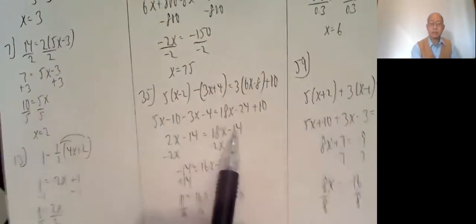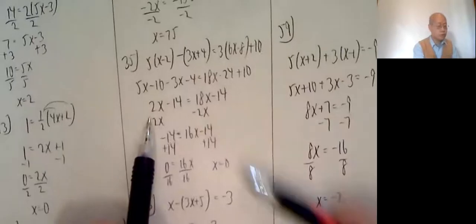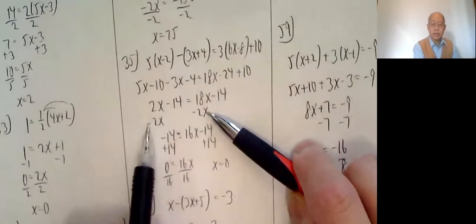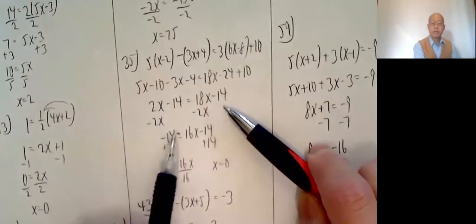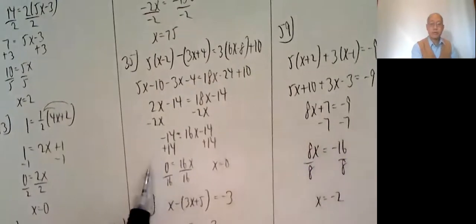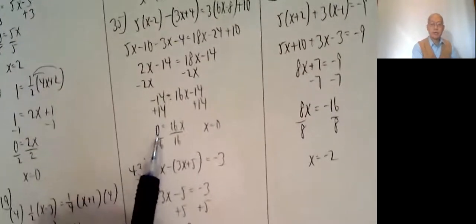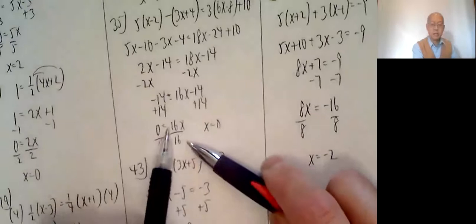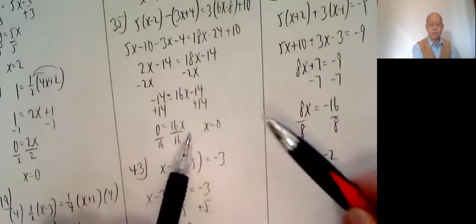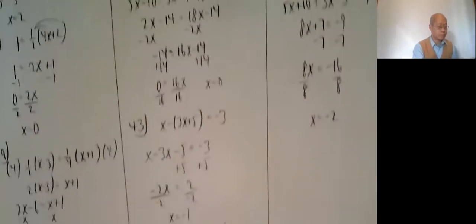18x minus 14. Okay, you have x's on both sides, so get them on the same side. Subtract 2x, subtract 2x. That cancels out. Negative 14 equals 16x minus 14. Add 14. 0 equals 16x. Divide by 16. 16 divided by 16 is 1x, or just x, so x equals 0 over 16, which is just 0.